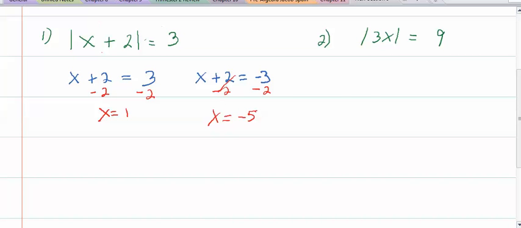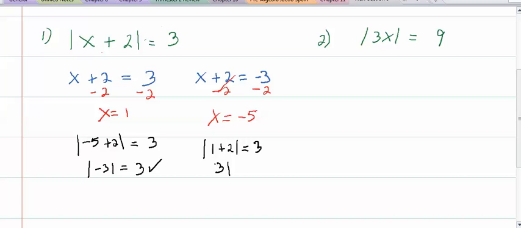Let's prove it. You don't have to do it for every one, but I just want to show you that this solution works. Negative 5 plus 2, take the absolute value of that, it should give you 3. So negative 5 plus 2 is negative 3. What's the absolute value of negative 3? Positive 3. It checks out. And then you also can do 1 plus 2, that one we know, is 3. The absolute value of 3 is 3. It checks out. So that's one way you can check to see if you did it correctly.